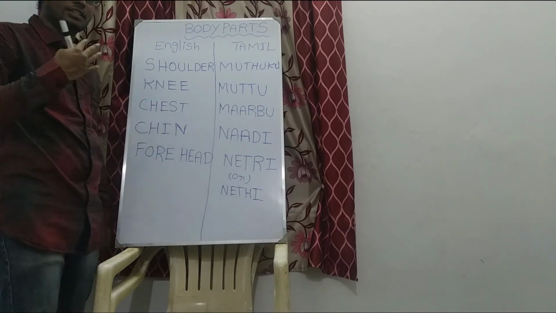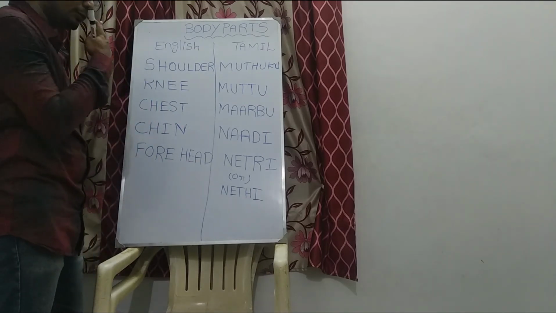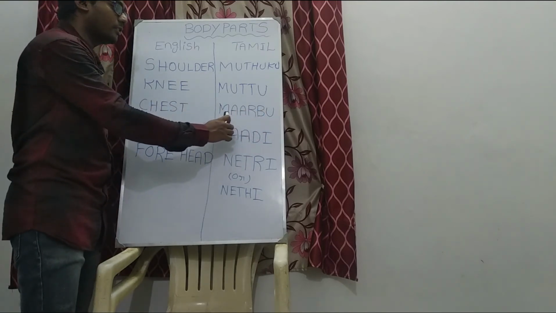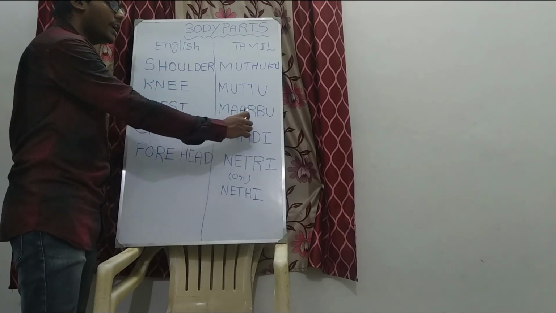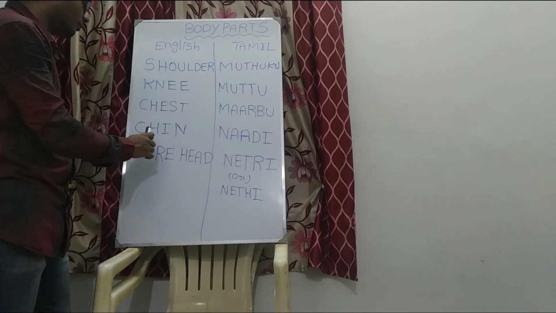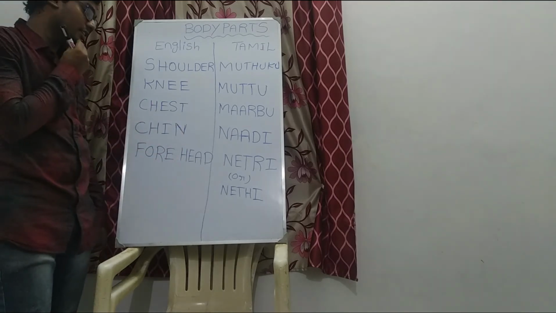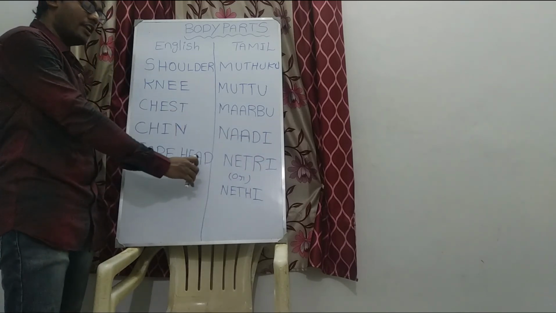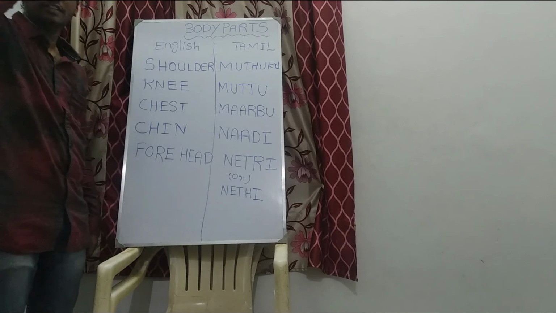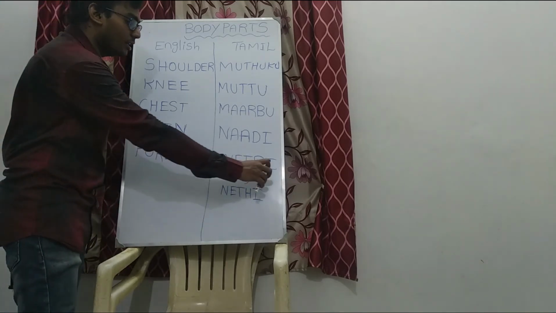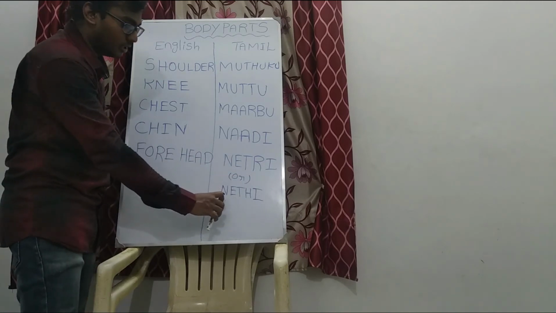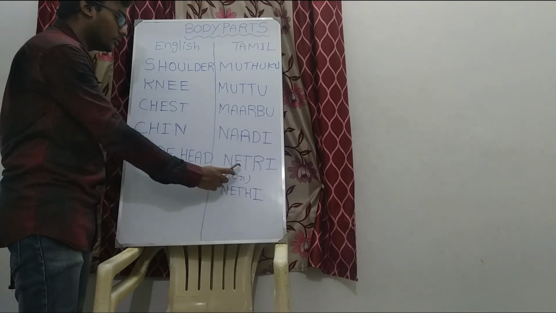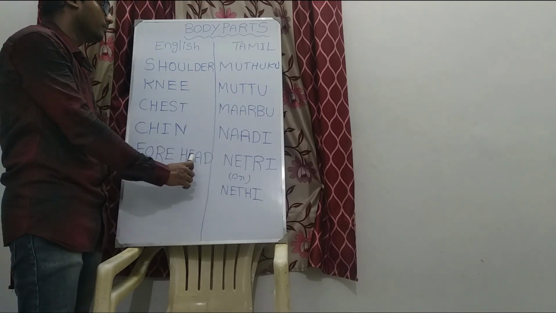In the same way, the chest, which is under our neck, should be pronounced like M-A-A-R-B-U, Marbu. And the chin, which is under our head, should be pronounced like N-A-A-D-I, Nadi. And the forehead should be pronounced like N-E-T-R-I, Netri, or else N-E-T-H-I, Neti. Either Netri or Neti can be used for the forehead in Tamil.